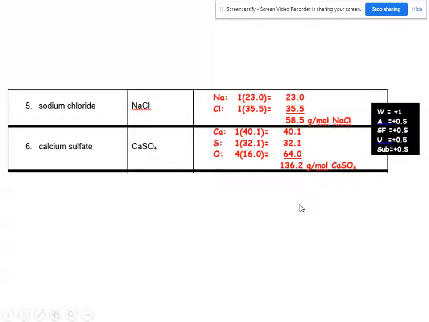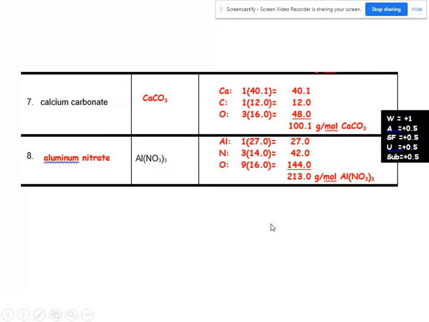5, sodium chloride, 23.0 plus 35.5 is 58.5 grams per mole of NaCl. Calcium sulfate, CaSO4, 40.1 plus 32.1 plus 64.0 gives us 136.2 grams per mole of CaSO4. Calcium carbonate, you have 1 point here for CaCO3, and it's going to be 40.1 plus 12.0 plus 48.0, which gives us 100.1 grams per mole of CaCO3.